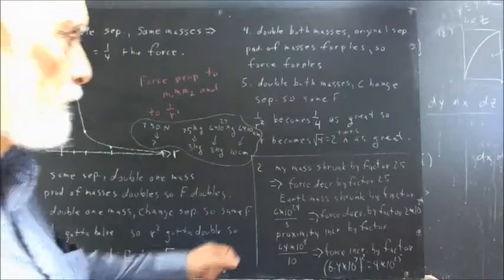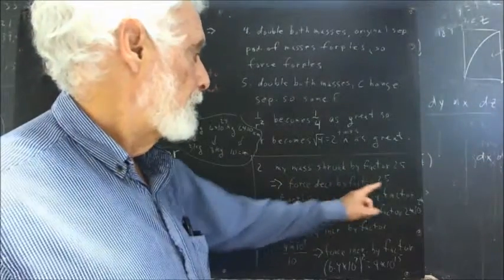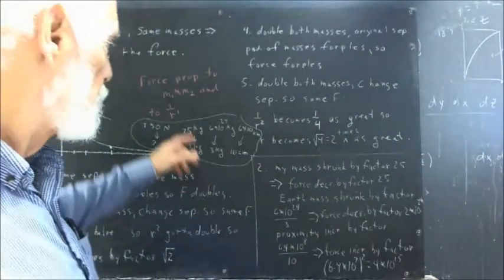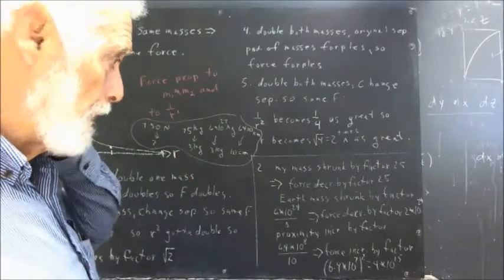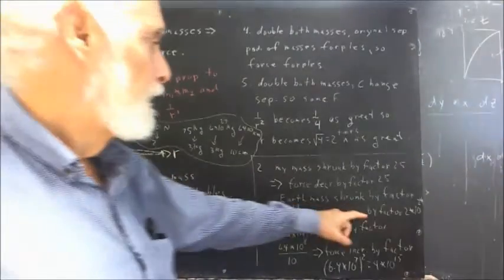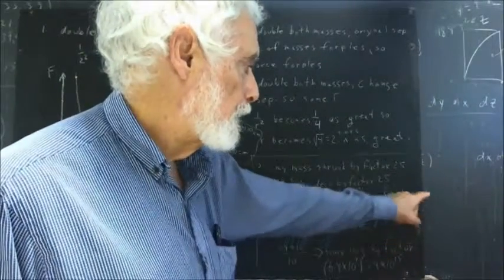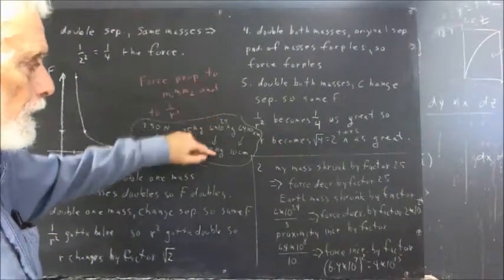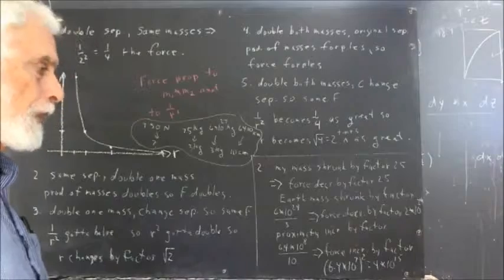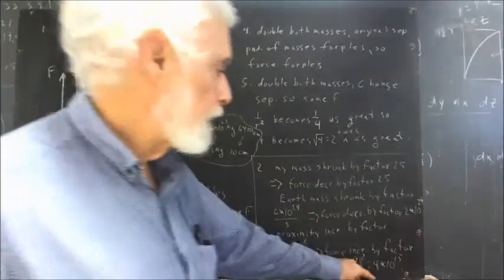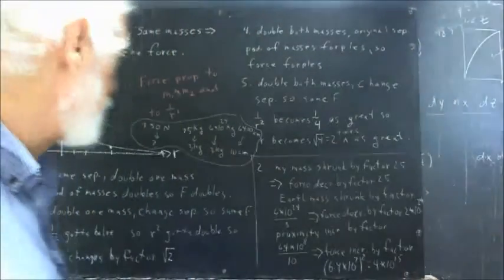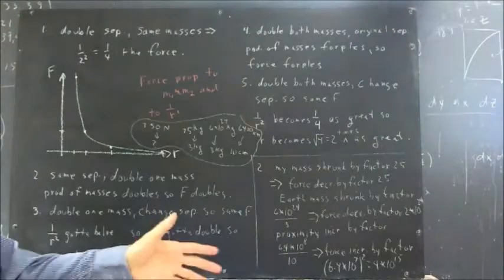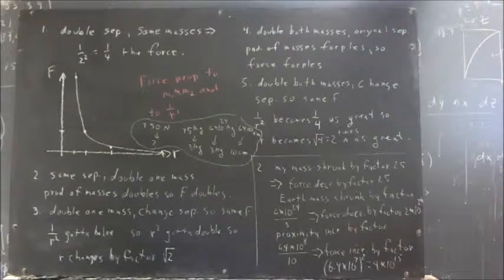So what we have is the force decreasing by a factor of 25 due to shrinking my 75 kilograms down to 3 kilograms, by another factor of 2 times 10 to the 24th by virtue of reducing the mass of the Earth down to 3 kilograms. But it's also going to increase by a factor of 4 times 10 to the 15th. What's the net result of all of that?